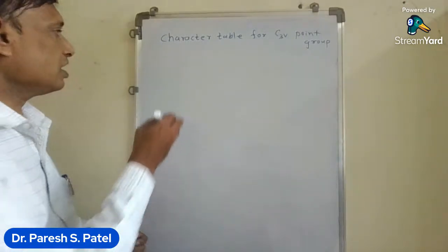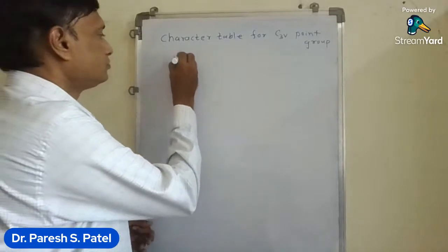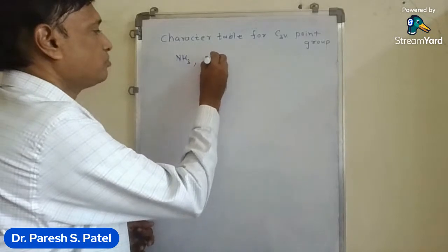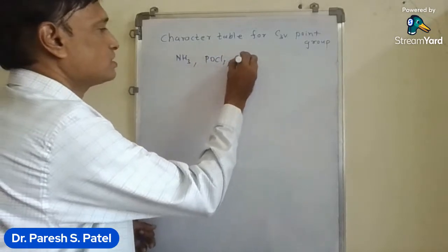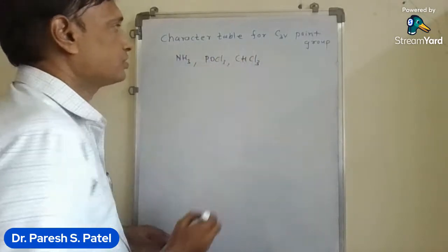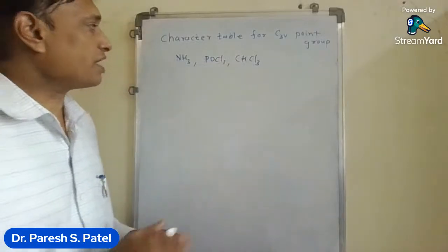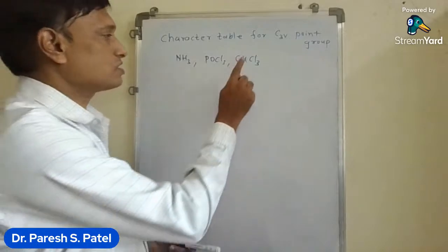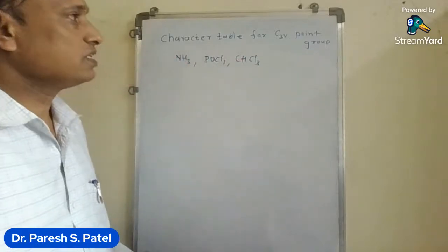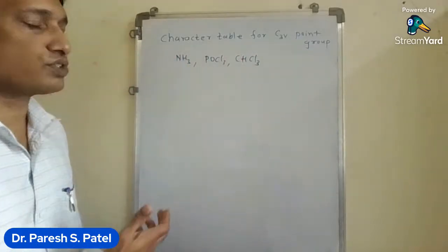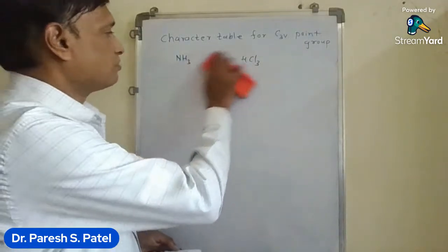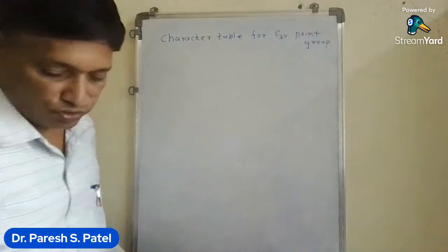Let us consider the ammonia molecule, POCl3 molecule, as well as CHCl3 molecule. So construct the character table for ammonia molecule, for POCl3 molecule, for chloroform, as well as for C3v, all are the same. So let us start with constructing the character table for the C3v point group.